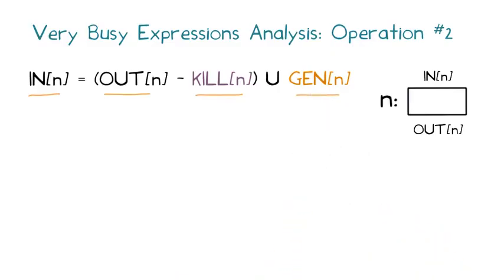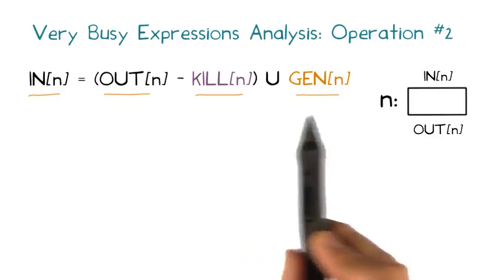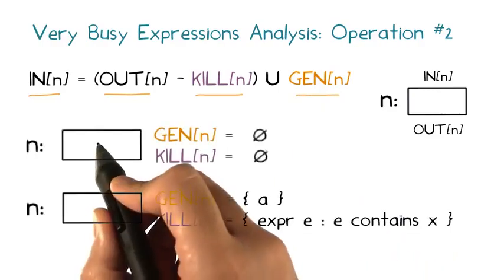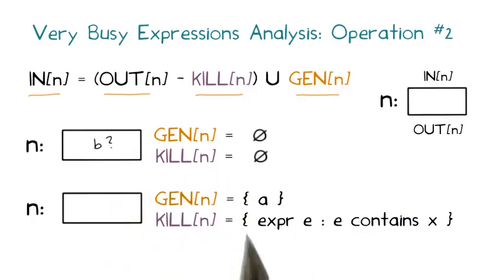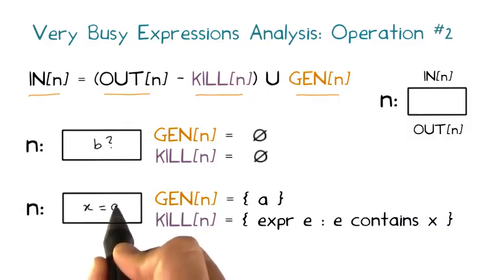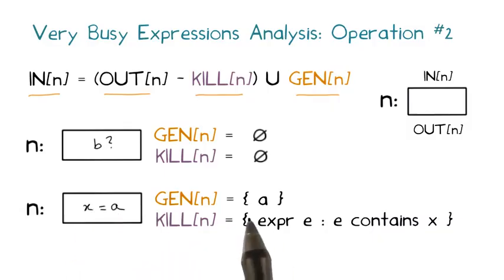Like before, we call these sets of expressions the kill set and the gen set. If the statement at node n is a condition statement, then the kill set and the gen set are empty since nothing is modified nor generated by this node. If the statement at node n is an assignment statement of the form x is assigned a, then the gen set will contain the expression assigned to variable x at node n itself, reflecting the fact that this expression is used by node n.